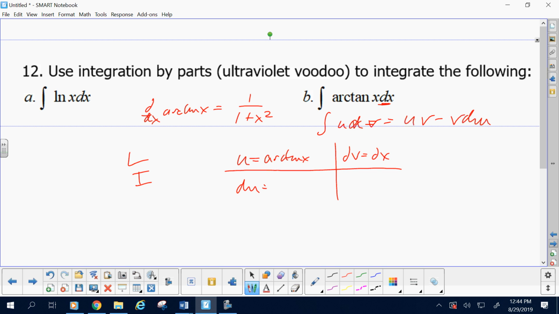du is the derivative of arctangent, 1 over 1 plus x squared, and v is straight up x. So that uv is x arctangent of x. That's all good because we don't have to integrate it. But v du, shoot, is now a u sub problem. And you can use u sub with log there.